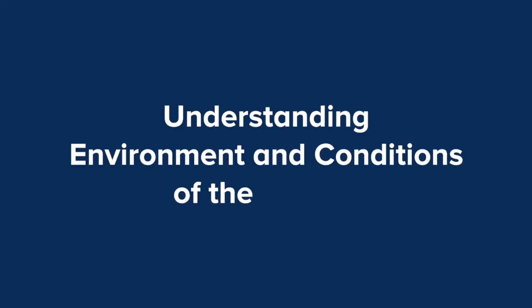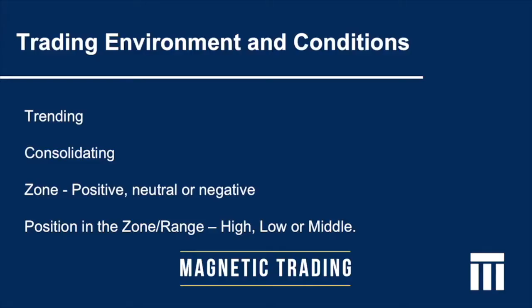Understanding the environment and conditions of the market is hugely important, and it's something which can be overlooked when you're trading. You may just be simply looking for a trading pattern to get in, but you must understand what kind of environment you are trading in. Two simple examples of environment are if we're in a trending market or a consolidating market.